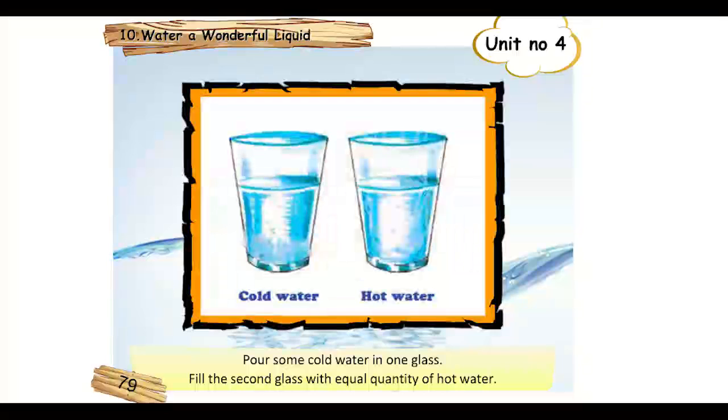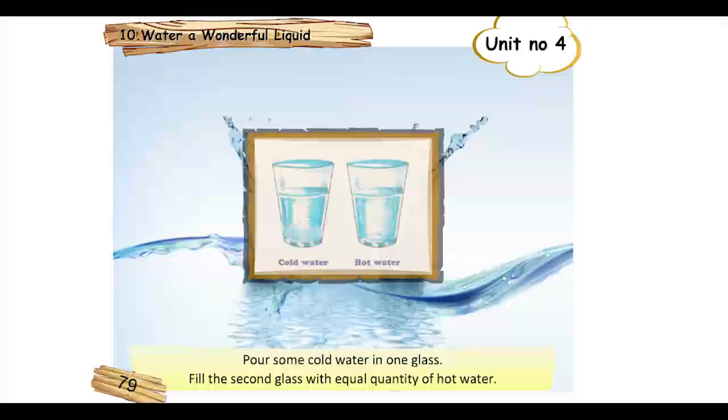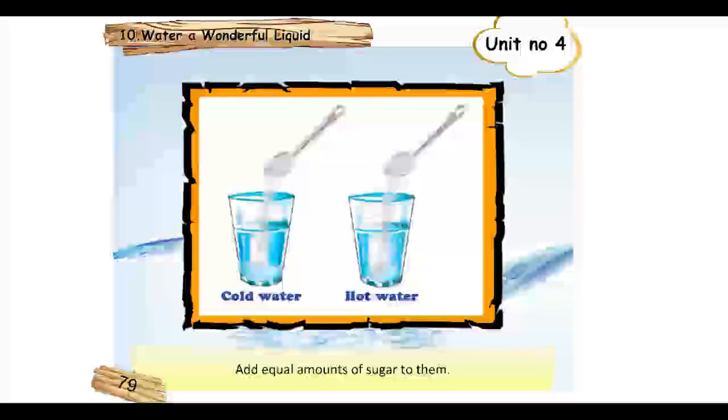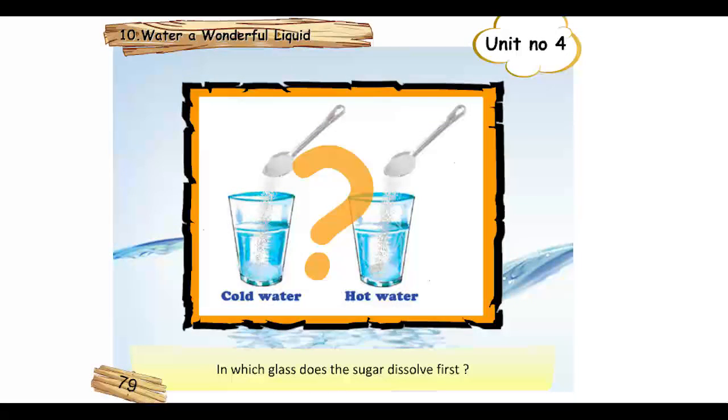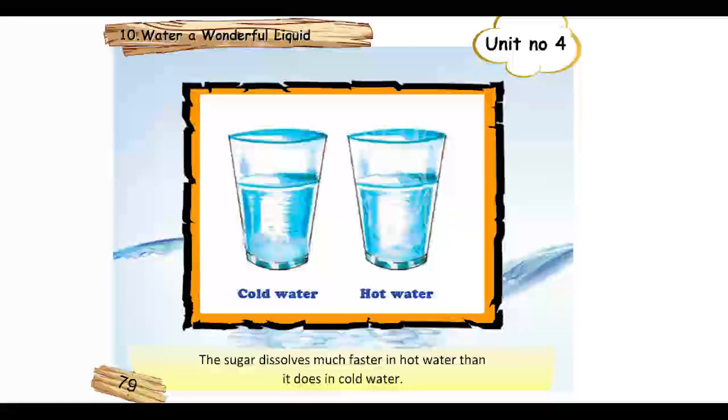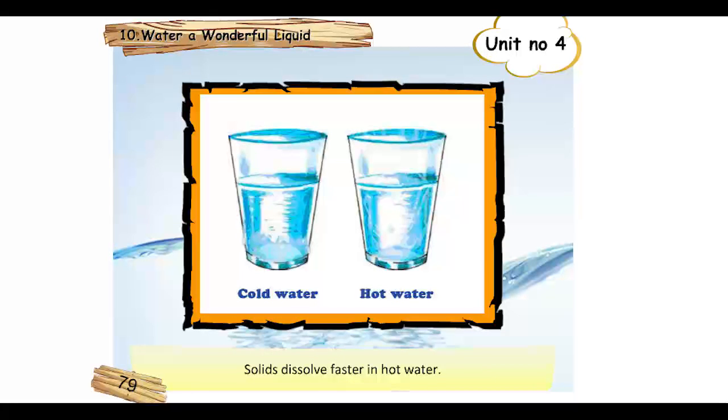Activity. Take 2 glasses. Pour some cold water in one glass. Fill the second glass with an equal quantity of hot water. Add equal amounts of sugar to them. In which glass does the sugar dissolve first? The sugar dissolves much faster in hot water than it does in cold water. Solids dissolve faster in hot water.